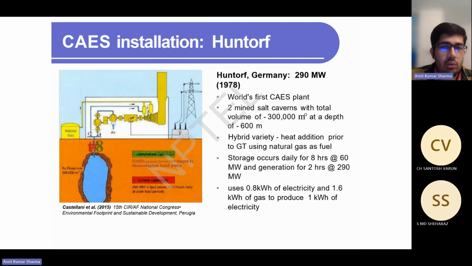We are storing the energy for 8 hours at the rate of 60 megawatt because these 8 hours have low demand, and we are generating for only 2 hours because these are peak demand, at the rate of 290 megawatt. It uses 0.8 kWh of electricity and 1.6 kWh of gas to produce 1 kilowatt hour of electricity.